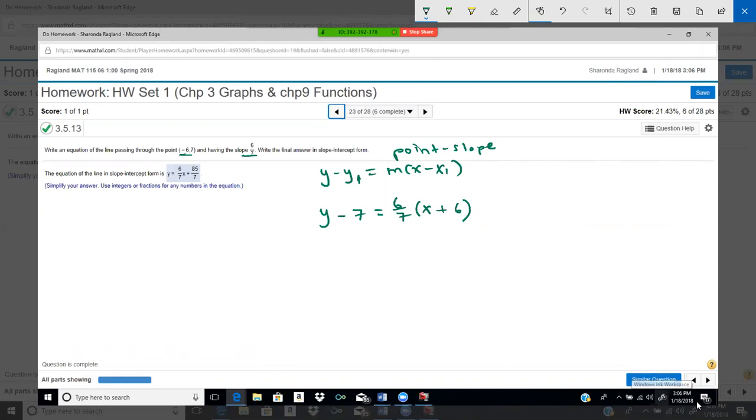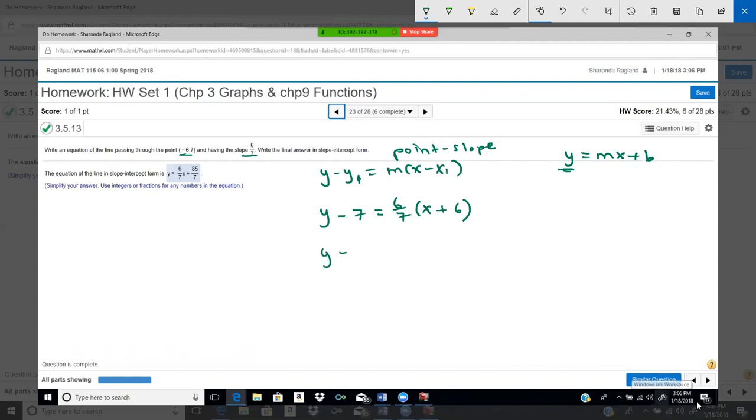So now this is what you're looking at. Now you would need to put it in the form of y equals mx plus b. So that means that I have to solve the equation for y. So how do you do that? Okay, well, over here, we would have to apply your distributive property.